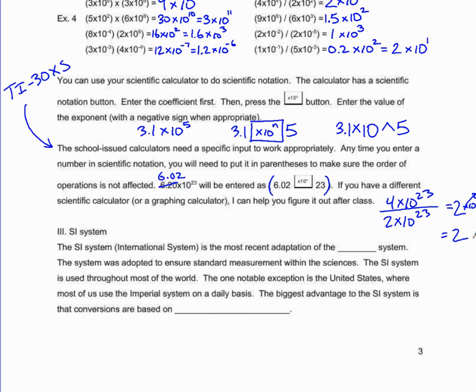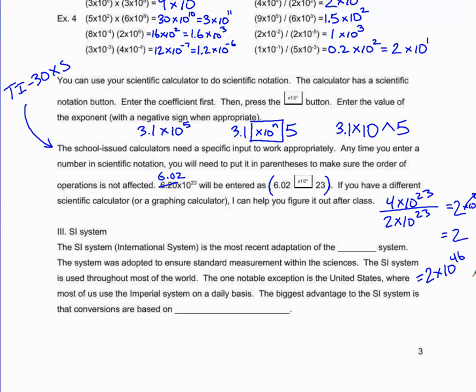Here's the problem you'll get with the calculator if you type it in without the parentheses. This is the answer it's going to give you. It's going to say 2 times 10 to the 46th power. And this is wrong. The answer was supposed to be 2. We figured it out in our head. This is what it should have been if we used parentheses. Instead, this is what the calculator gave us, something with the order of operations.